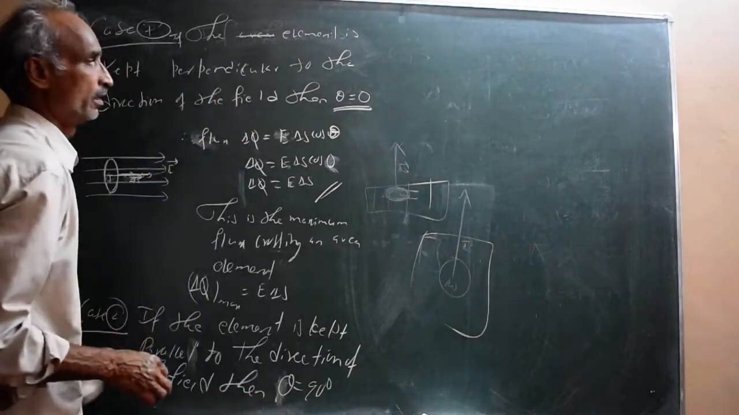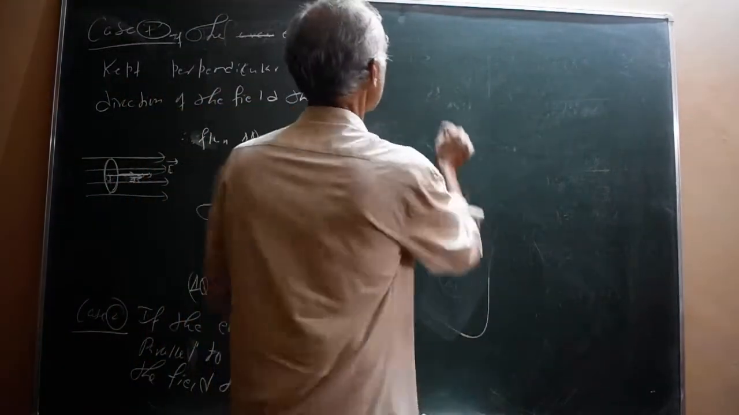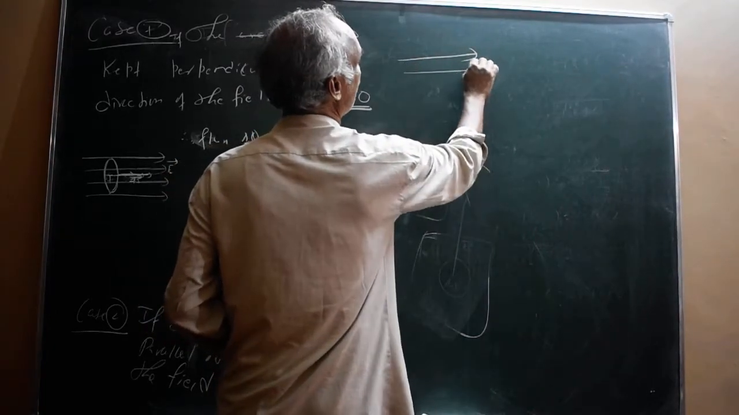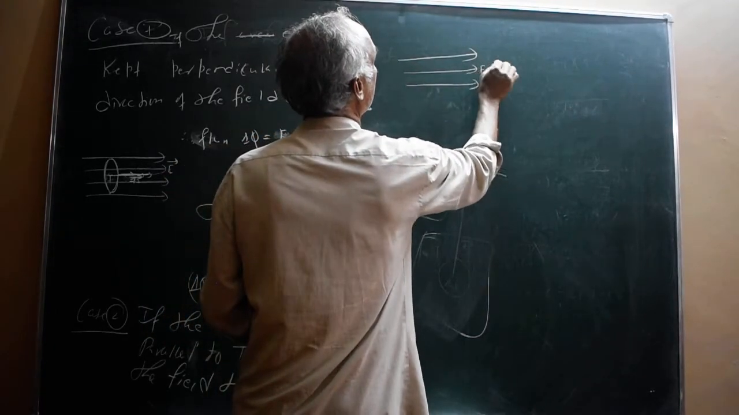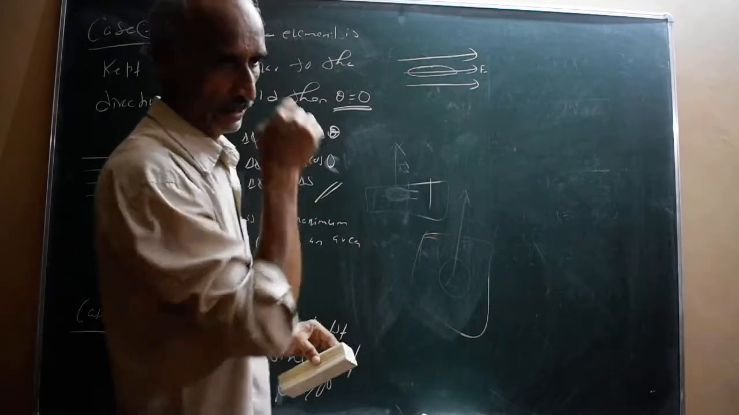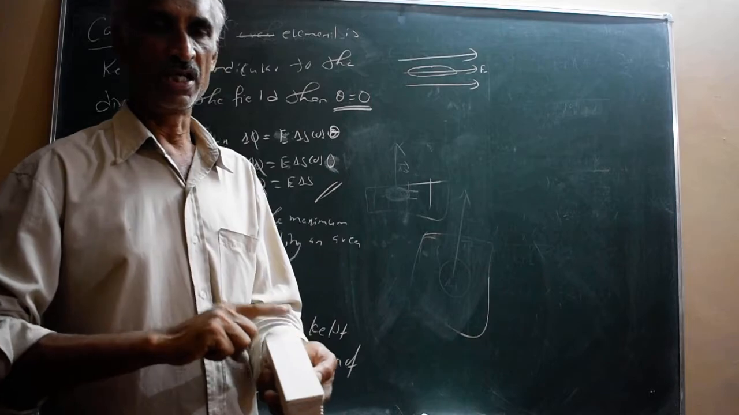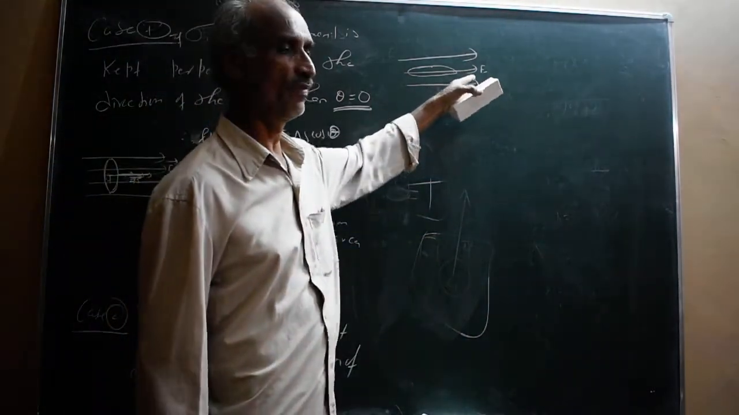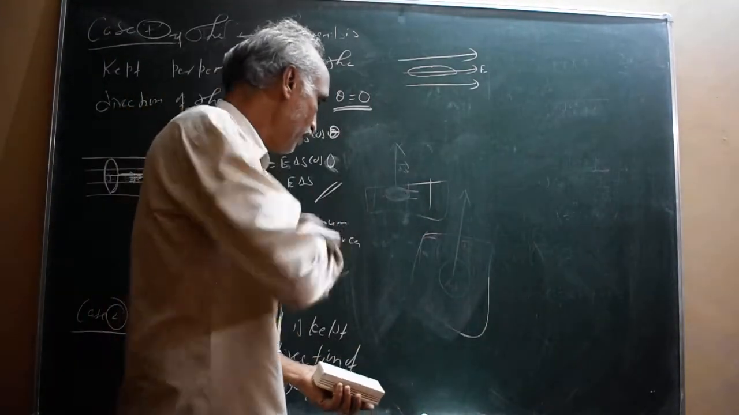How is it? I will show with the help of the figure. This is the direction of the field, say E bar, and the element is kept like this. Parallel. The surface area of the element is kept parallel to the direction of the field. This is the direction of the field.